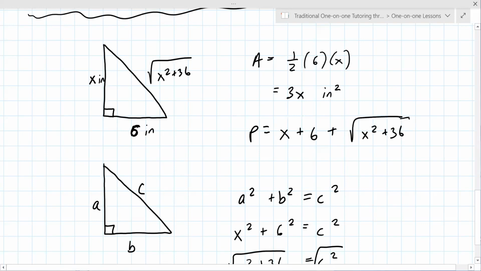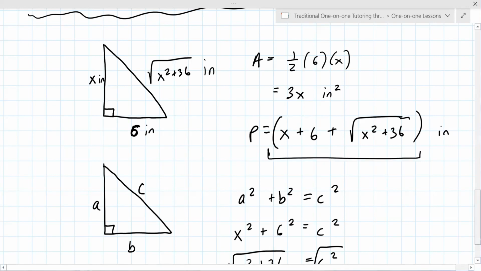And then what are the units? If it's inches plus inches plus inches, the units are inches. So it's x plus 6 plus the square root. So the answer? No, it's all of this. It's all of this.